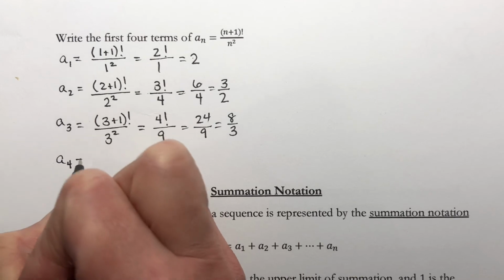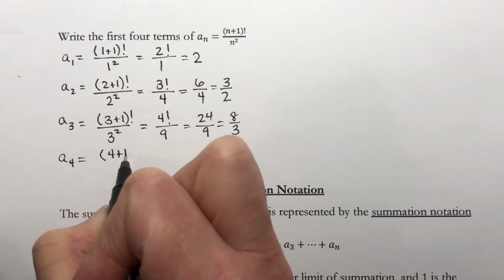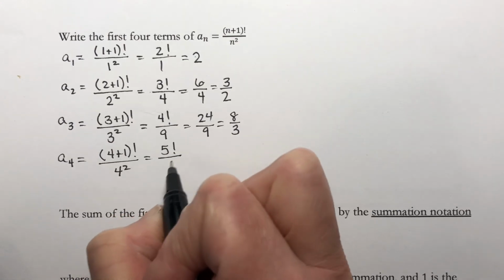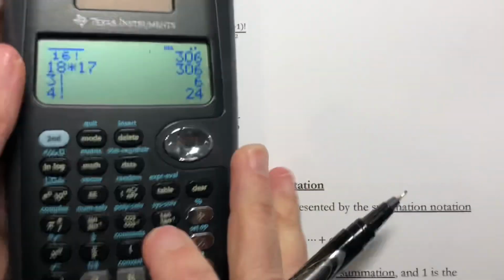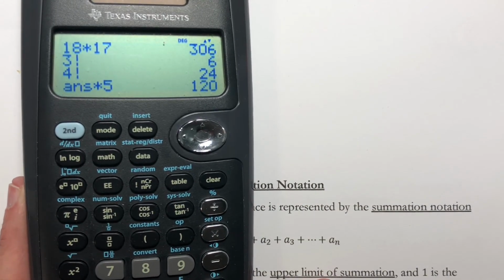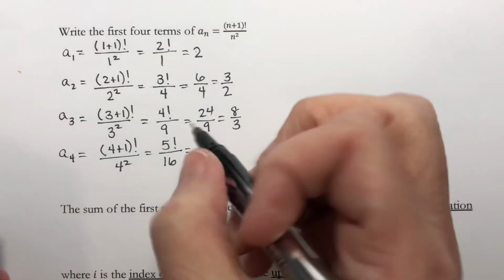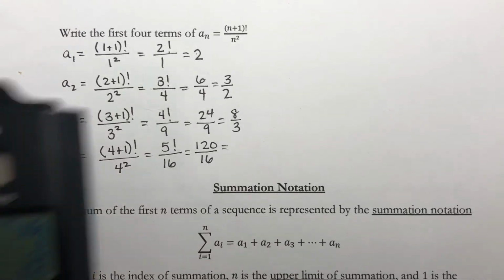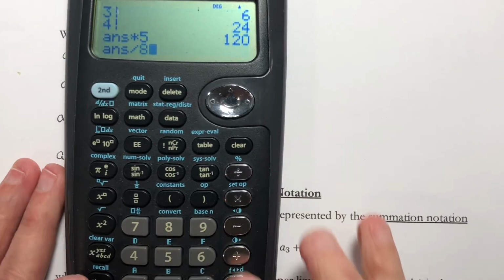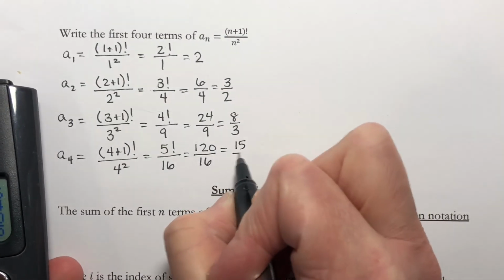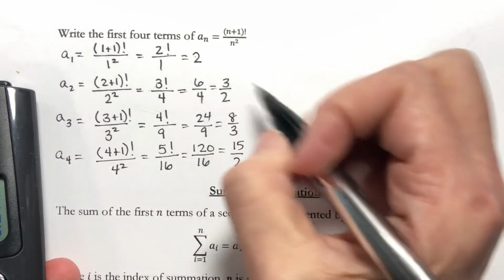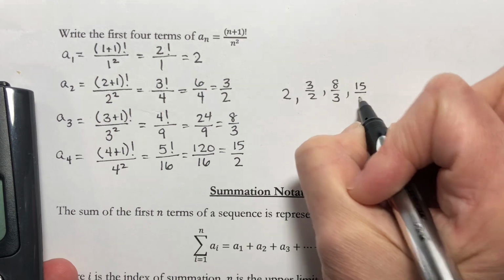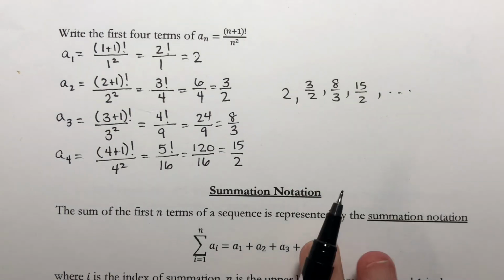Now one more, a4. So this is going to be 4 plus 1 factorial over 4 squared. So 5 factorial over 16. So this is going to be 24 times 5. It's always your previous factorial times the next number you're multiplying by. So this is 120, and we already figured that out actually. 120 over 16. And this reduces, actually, I believe both of these are divisible by 8. I know 16 is. 120 divided by 8 is 15. Okay, so this is 15 halves. So the first 4 numbers of this sequence are 2, 3 halves, 8 thirds, 15 halves, and it will continue. Okay?